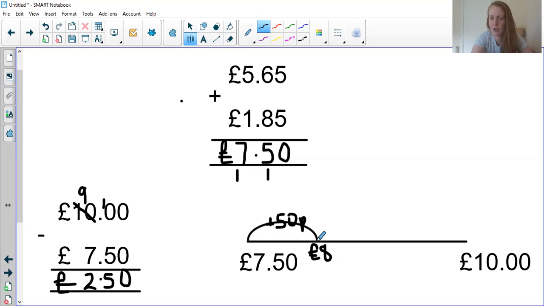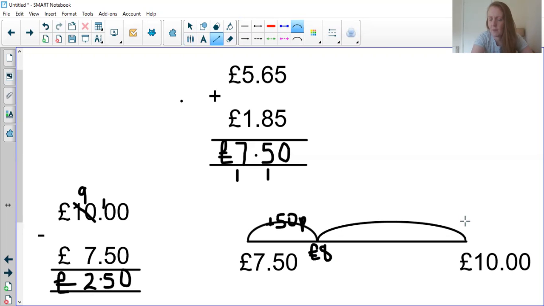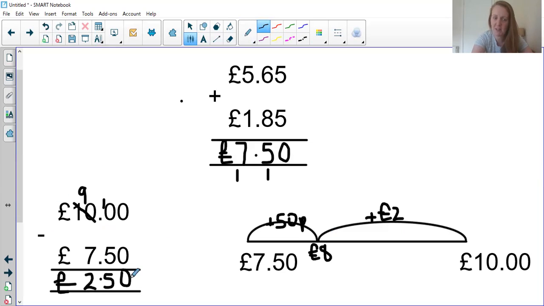So now I'm on a full number. I'm now going to do a big jump from £8 all the way to £10. There we go. So what did I need to do to get from £8 to £10? Well, I had to add £2. So I now know that the change I would need is £2.50, which is the same answer as I got down here. Okay, so that's kind of how they were doing it, by counting on.